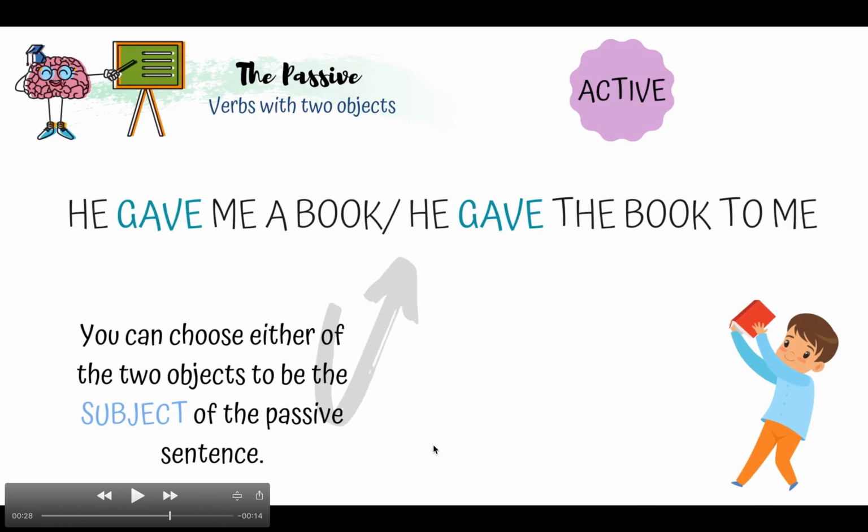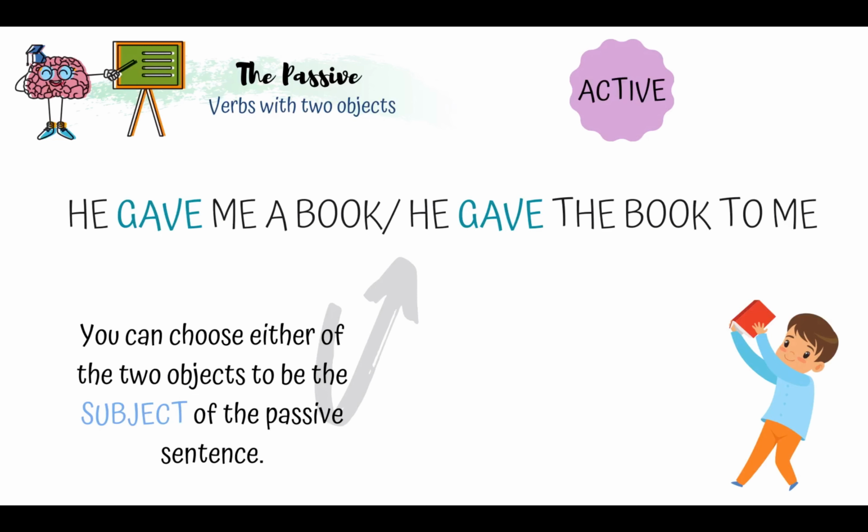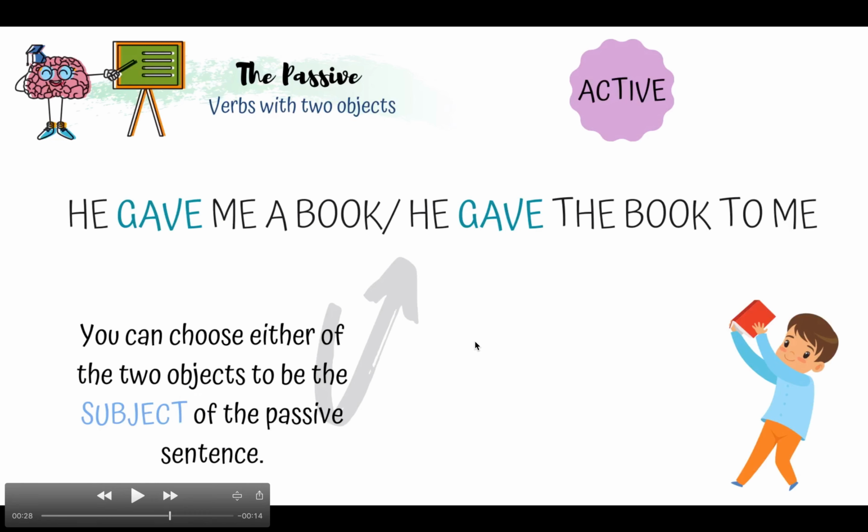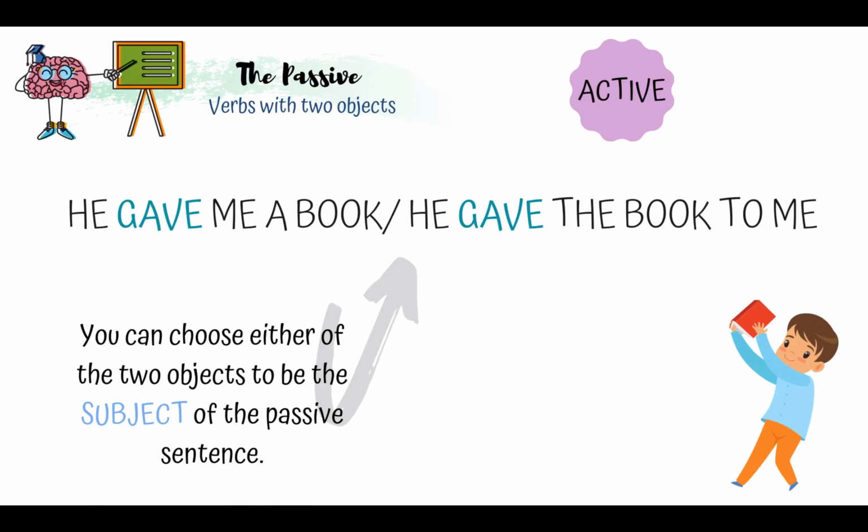Okay, right, so there are a couple of things that are important to note when we're talking about the passive. One of those important things is when we have verbs with two objects. Some verbs that have two objects can make two different active sentences, and so two different passive sentences can be made as well.